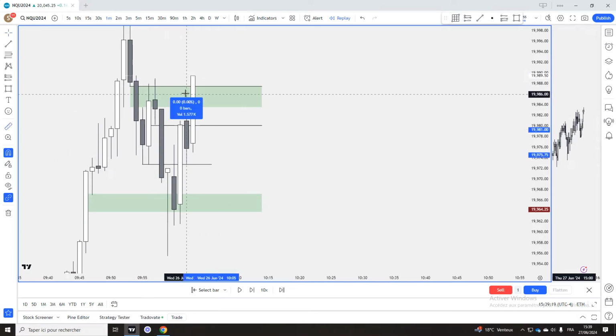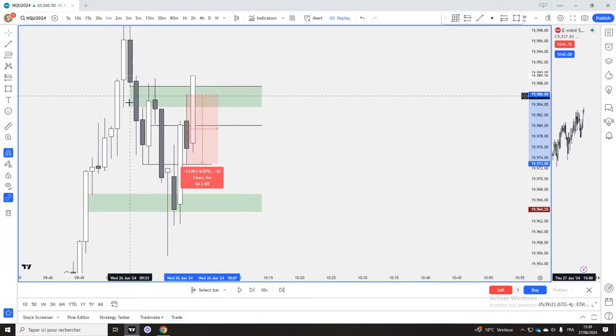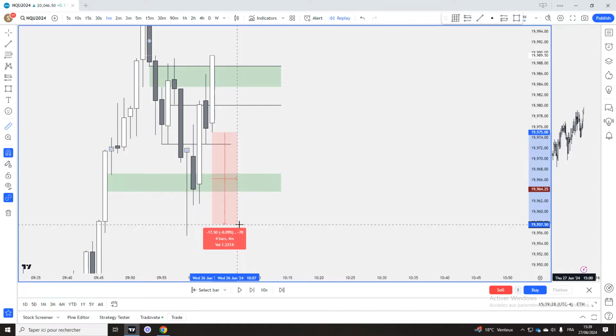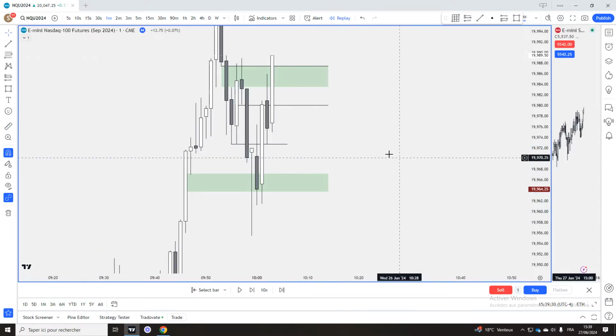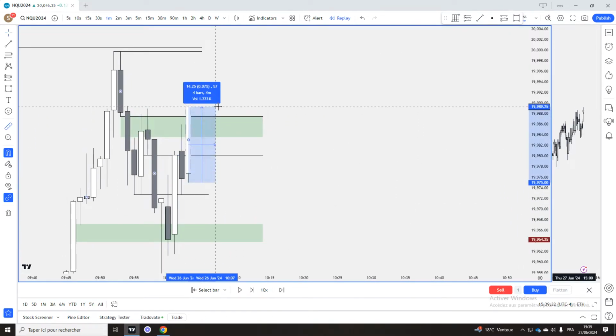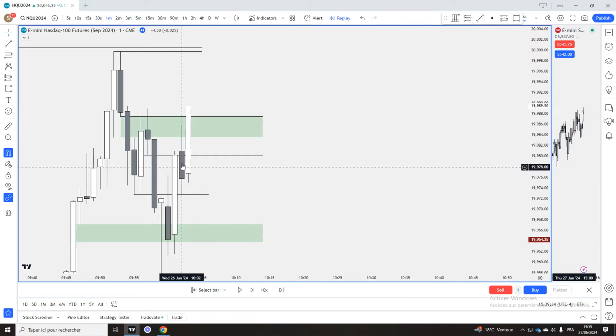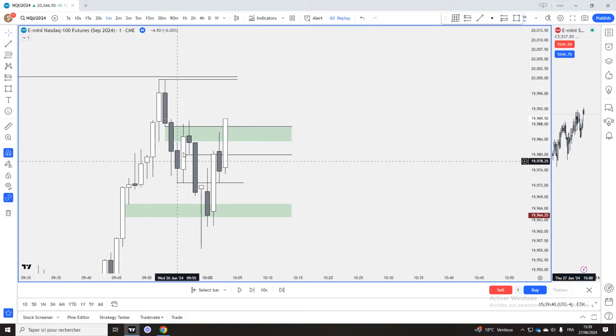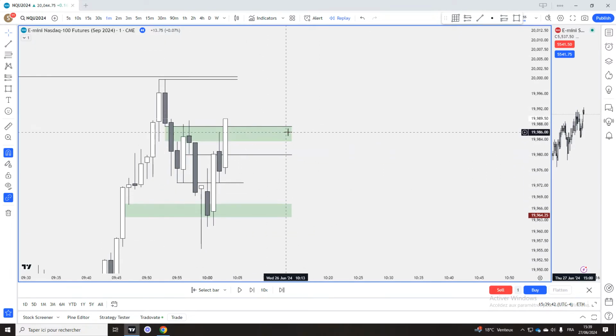So right there, sellers tried to push price down to this exact same level, but were not able to push price down to create a new low. Okay, so what happened here was that buyers overpowered them. So I have an extra confirmation that sellers also try to step in here. So I not only have these sellers, okay, which is this order block.